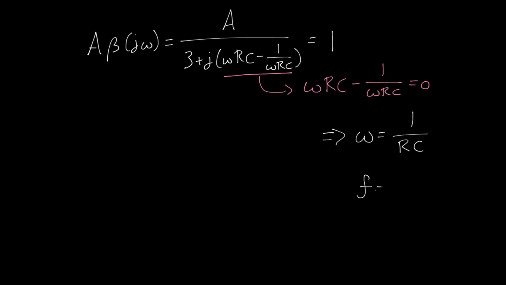If you now want to get the absolute frequency, the only difference you have to make is dividing it by 2 pi. After filling in the component values, you will end up with an approximate 1 kHz.